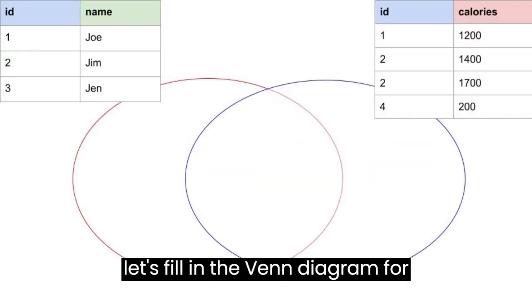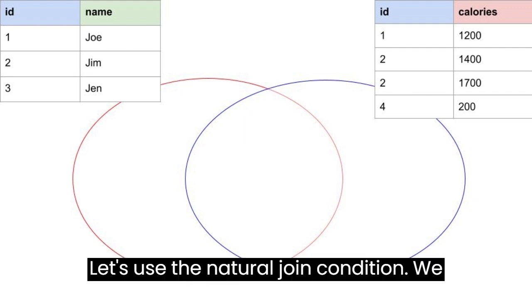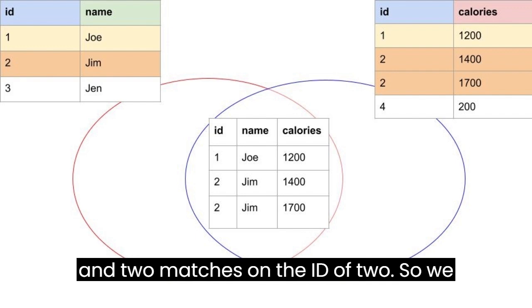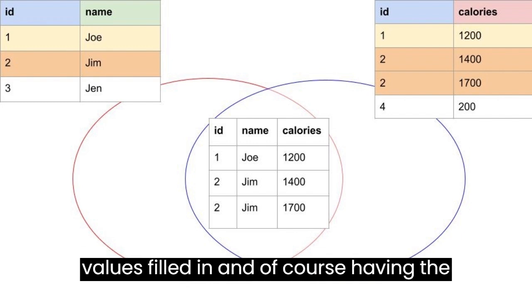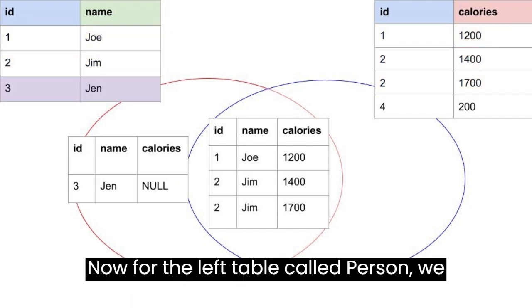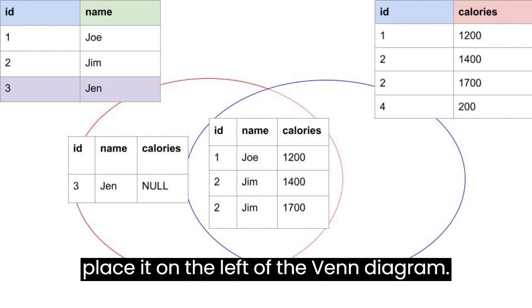Now, let's fill in the Venn diagram for practice and to use for our actual joins. Let's use the natural join condition. We have 3 matches, 1 on the ID of 1 and 2 matches on the ID of 2, so we place them all in the center, with their values filled in, and of course having the ID attributes merged into one column. Now, for the left table, called person, we had 1 row without a match on ID, so we place it on the left of the Venn diagram.